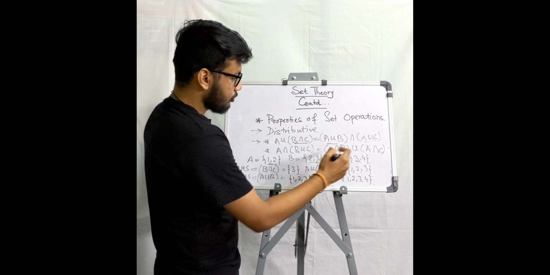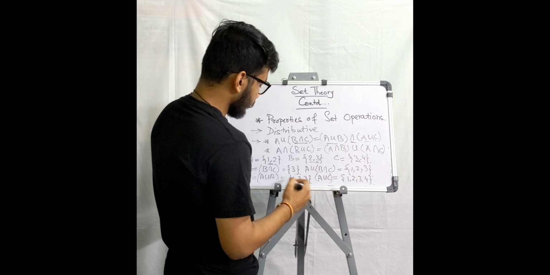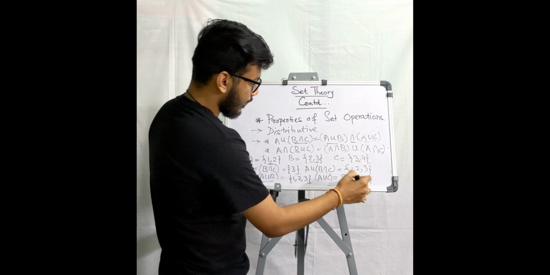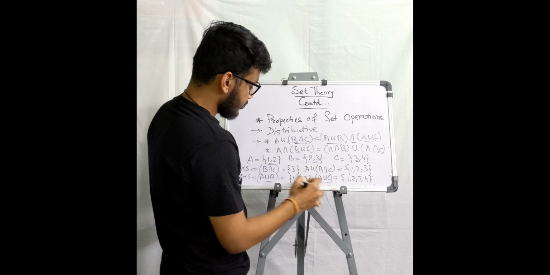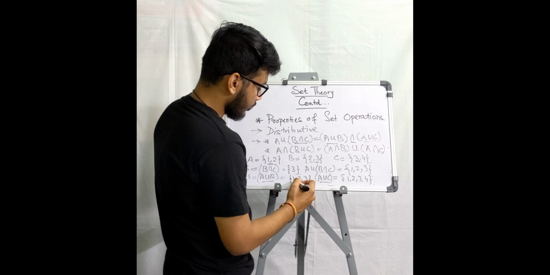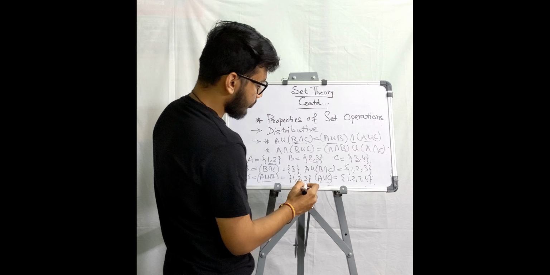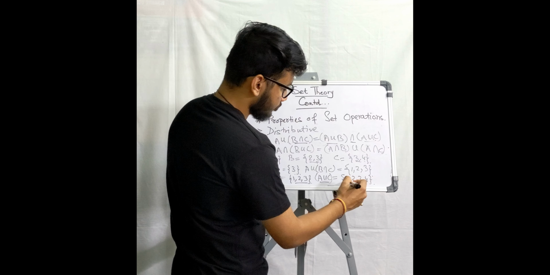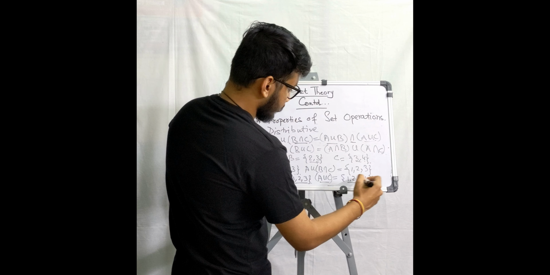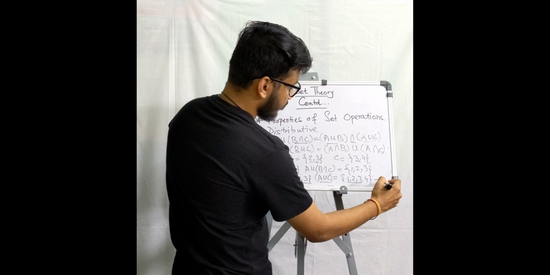Now what I need to do is take the intersection of both these sets, right? A union B and A union C. So what is the intersection? What is the common element? 1, 2, 3 and 1, 2, 3, 4, right? The common elements are 1, 2, 3. So what will be the answer? So basically it will be 1, 2 and 3.